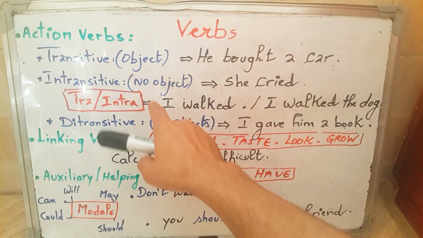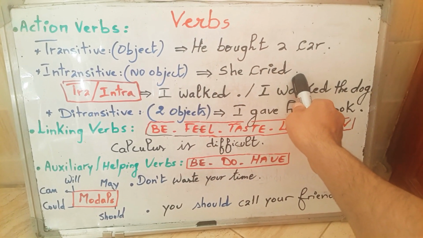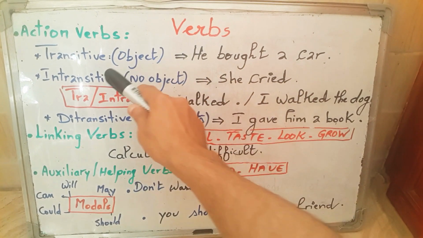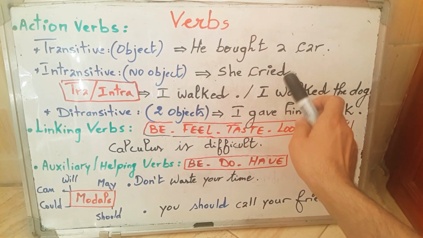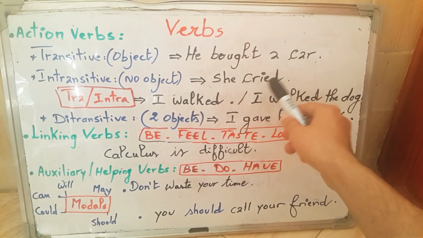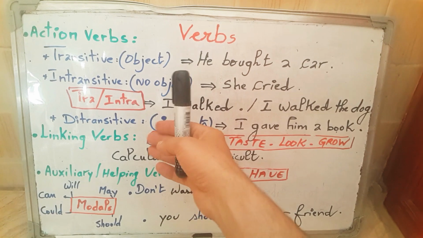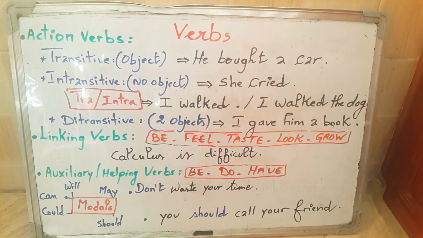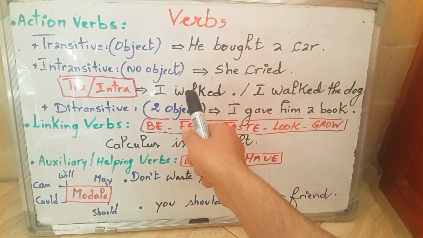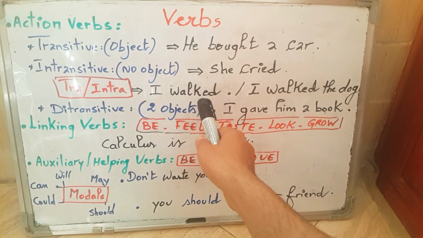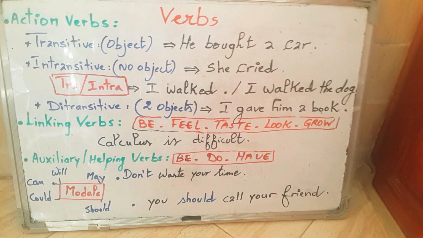Then we have intransitive verbs. These have no object. They just have a subject, verb, and full stop. Cry is an intransitive verb because you could say she cried. Alright? You could have an adverbial phrase like she cried bitterly, but there is no object. Some people may say, can a verb be both transitive and intransitive? Yes, there are some verbs which can be used in both ways. Example, the verb walk. I walked as an intransitive verb, and I walked the dog as a transitive verb.